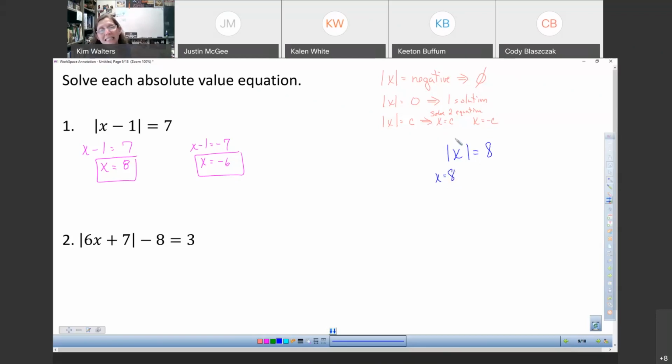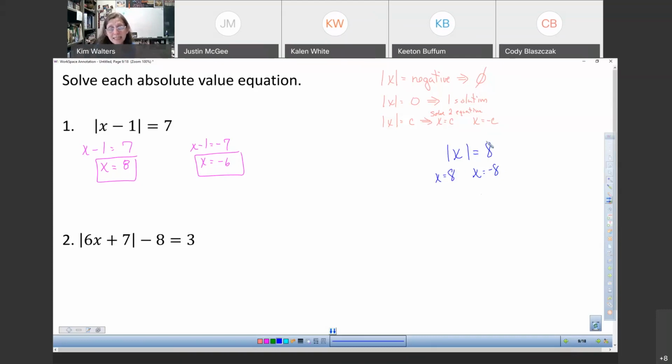Now, is there another number that could be inside this absolute value that when I take the absolute value of that number, it gives me 8? Negative 8. Yes. And so that means there are actually 2 numbers that are 8 units from 0. One of those numbers on the number line is positive 8, and one of them is negative 8. So the absolute value is the distance that a number is from 0, and so it either could have a positive value or a negative value.